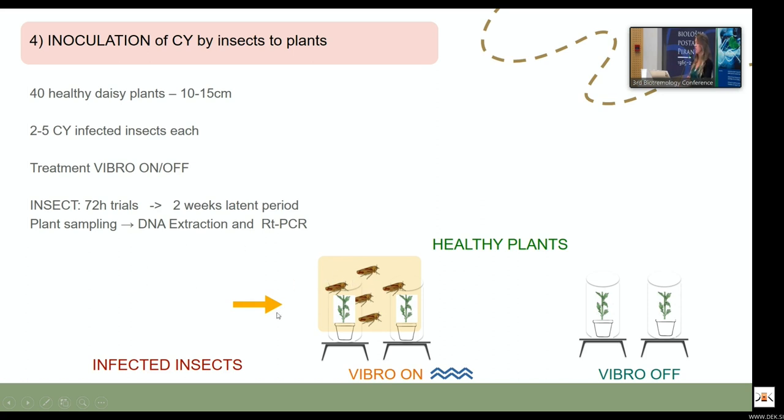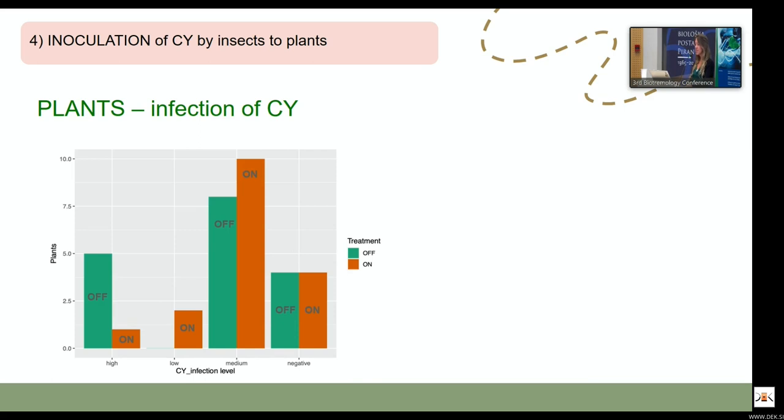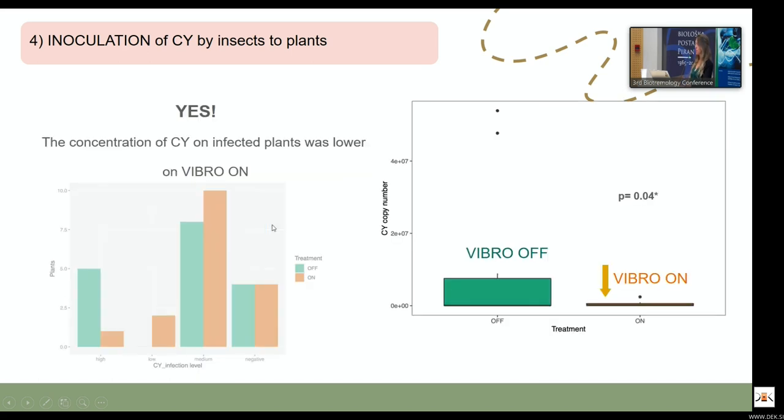Then they were removed, and the plants were given 2 weeks for latency period. Then all the plants were sampled, the DNA was extracted, and a real-time PCR was performed. So for the plants, what we have seen is that even though the negative plants, the ones not infected by CY, did not differ, in vibration on, which is the red here, the concentrations of phytoplasma were low or medium, whereas in vibration off, we had no concentrations in low, most of them were medium or high. So then we decided to do an analysis on the actual concentration of phytoplasma on the plants. And we saw that, yes, actually, when the vibrations were on, there was a lower rate of phytoplasma on the plants. So the concentration was reduced by the vibrations.